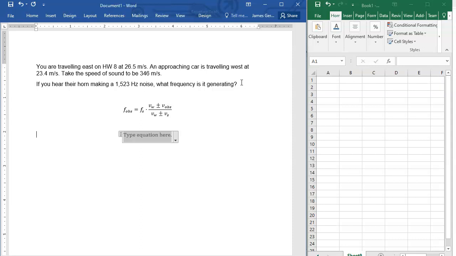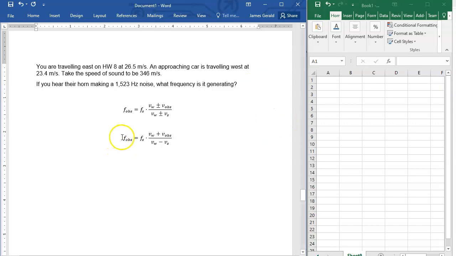Now in this case, we know that for you heading towards the sound, you heading towards the source, we need the plus in the numerator. And for the source heading towards you, we need the minus in the denominator. So we worked out what the signs on the Doppler equation need to be on Doppler's formula.